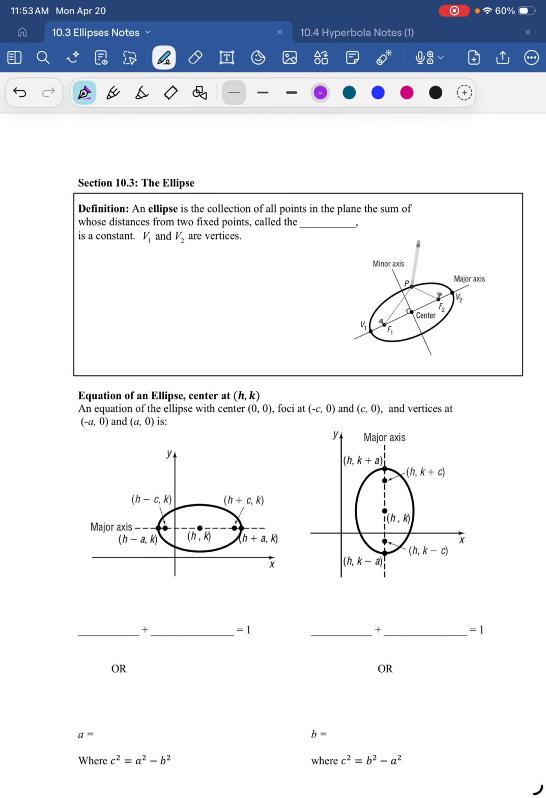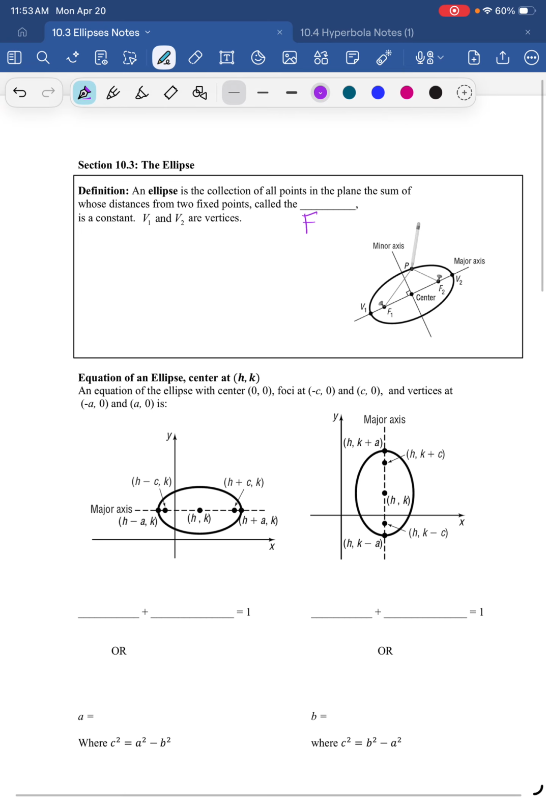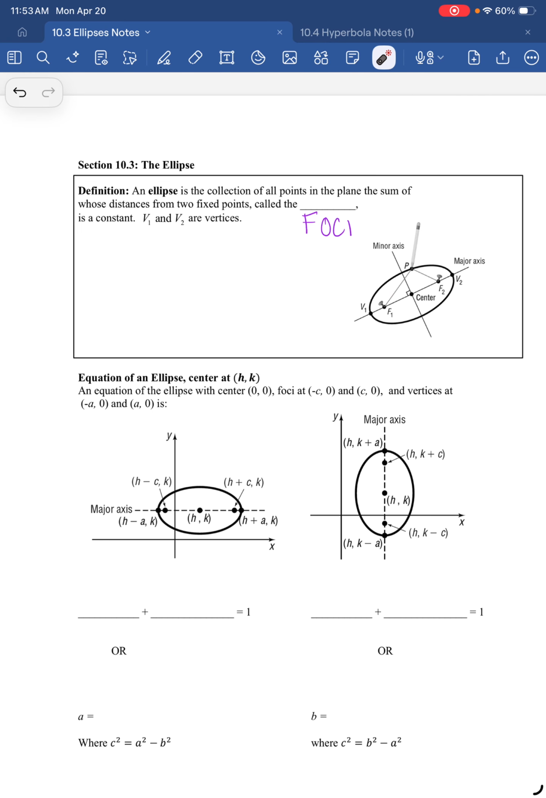Okay, so an ellipse is the collection of all points in a plane such that the sum of whose distances from two fixed points, which are called the foci, it is the plural of focus. So you have a focal point.